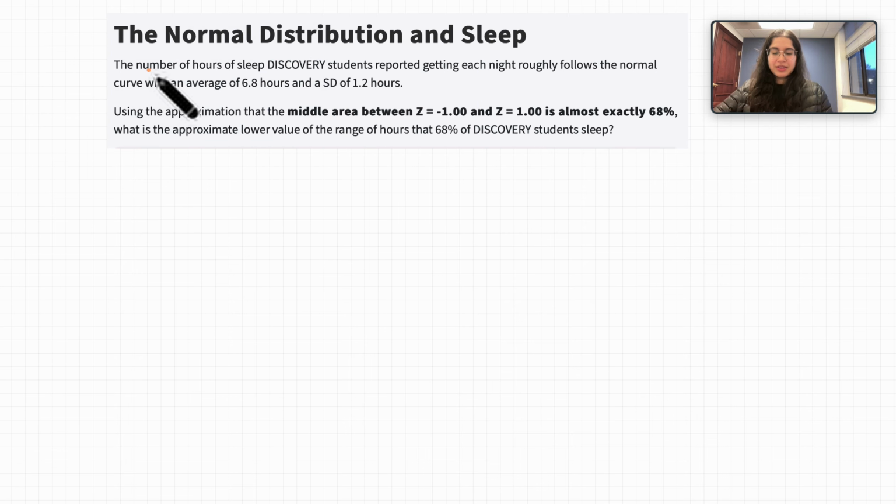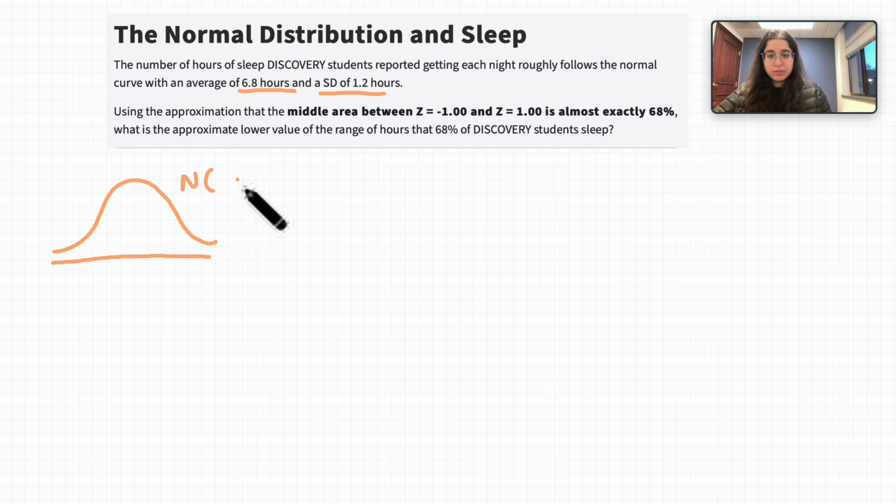This question is called normal distribution in sleep. It says the number of hours of sleep Discovery students reported getting each night roughly follows a normal curve with an average of 6.8 hours and a standard deviation of 1.2 hours. So right away, I know that I can draw out my normal curve, and I know this follows a normal distribution with mu of 6.8 and standard deviation of 1.2.